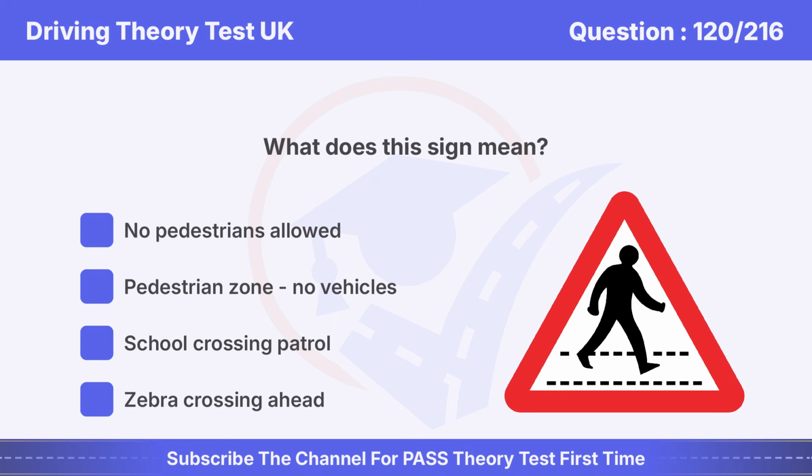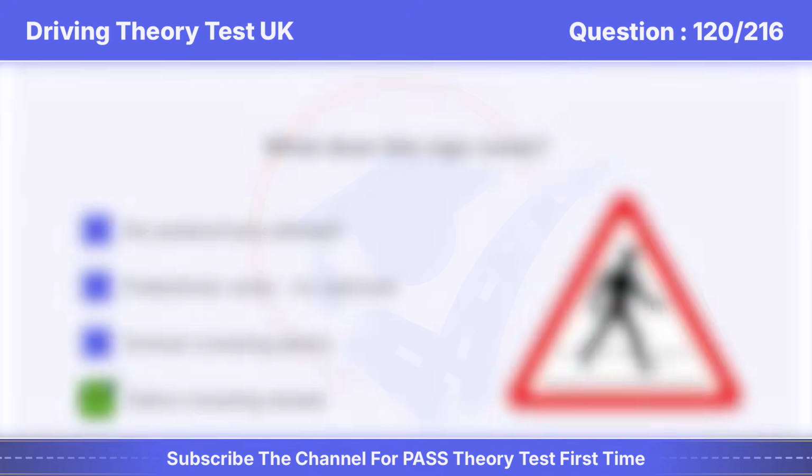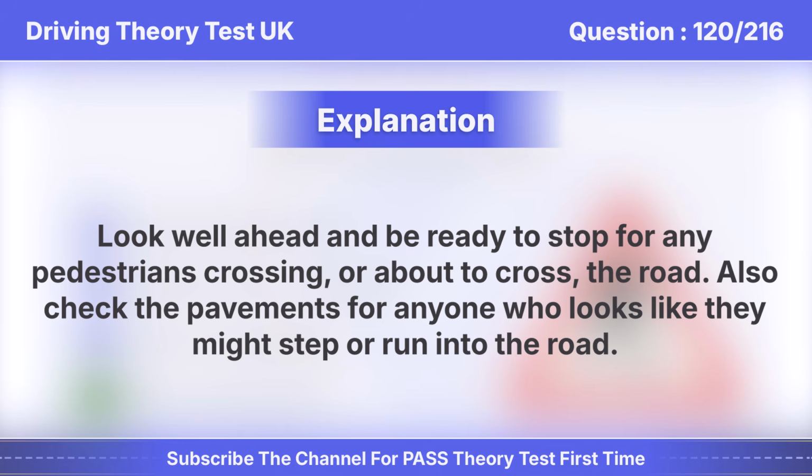Question 120. What does this sign mean? Answer is D. Zebra crossing ahead. Look well ahead and be ready to stop for any pedestrians crossing or about to cross the road. Also check the pavements for anyone who looks like they might step or run into the road.